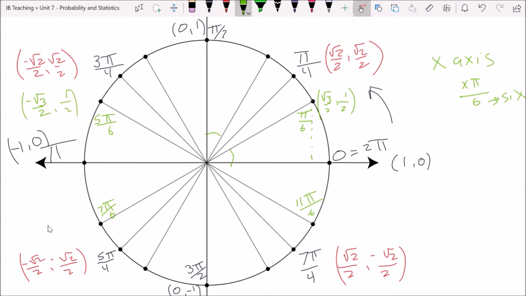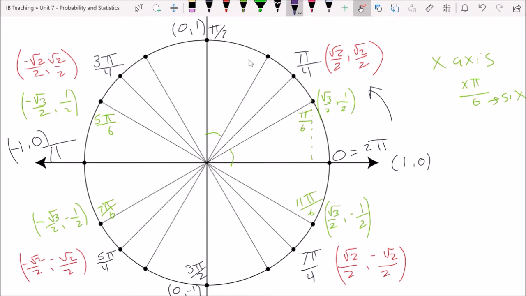Then we're going to come down here, and we have both negative. So negative root 3 over 2 and negative 1/2. And root 3 over 2 and negative 1/2, because we're down. Okay, so we got those. Now we only have one more little spot we have to fill in. We'll do this one in purple. Those ones are over 6.